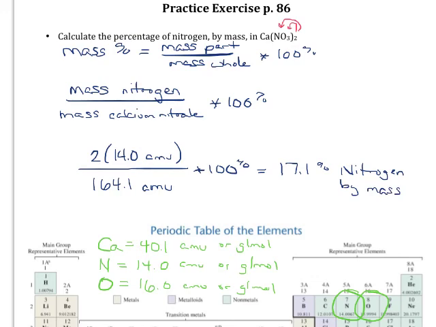Now we could do this calculation for any element in this compound. We could do the percent by mass of the calcium or the percent by mass of the oxygen. If you do the calculations for all 3, the percent by mass of calcium, percent by mass nitrogen, percent by mass oxygen, they should add up to 100. This way you know that you've done it correctly. So again, this is a mass percent or percentage by mass for a specific element within a compound. You can use units of atomic mass units or grams per mole.